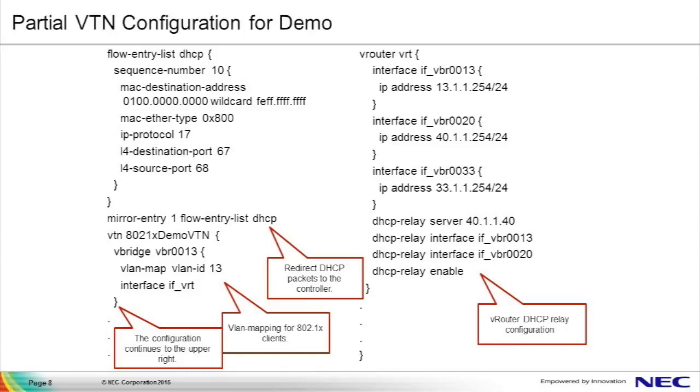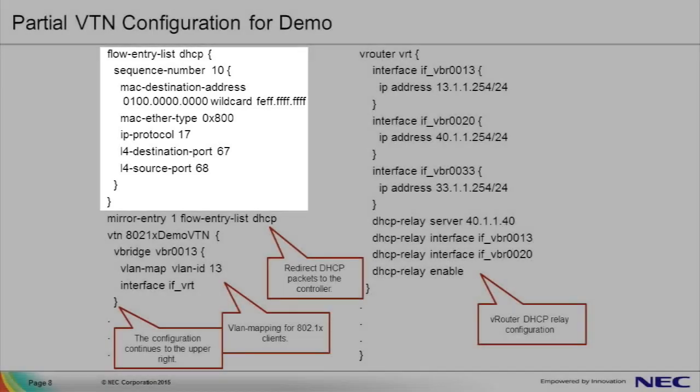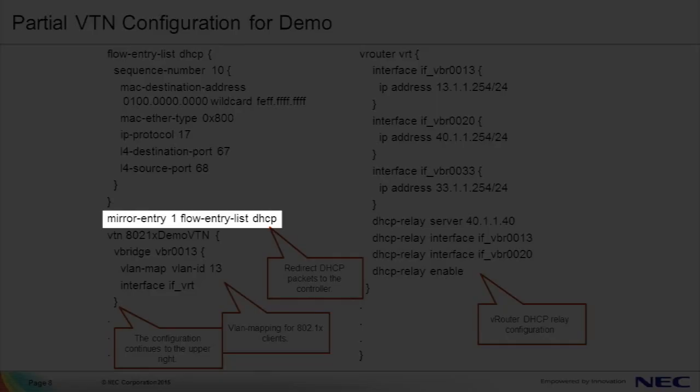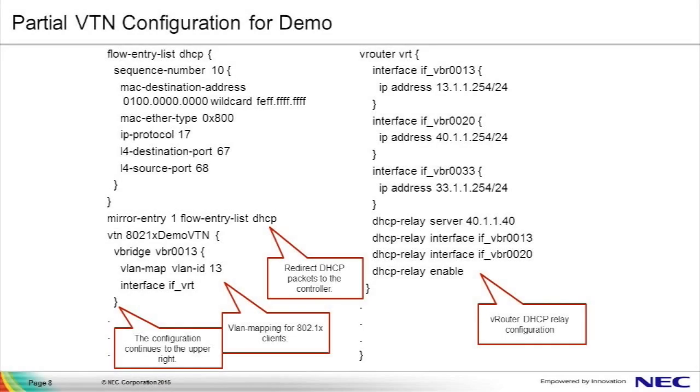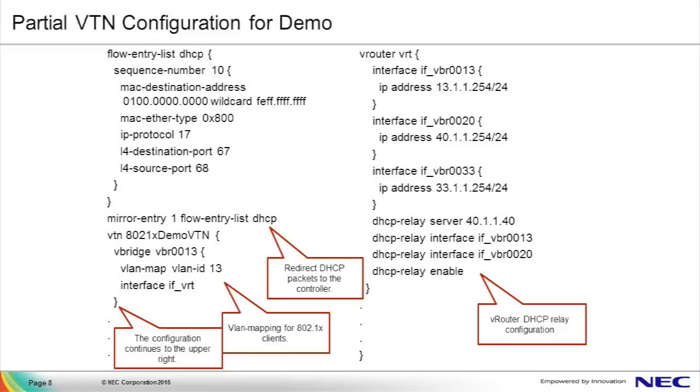First, starting with DHCP relay, notice in the upper left we have a flowlist entry matching DHCP broadcast packets. We also have a mirror entry referencing the DHCP flow list. This causes the programmable flow controller to deploy new OpenFlow rules, redirecting DHCP messages to the programmable flow controller. Continuing the DHCP relay configuration, notice in the bottom right under the vRouter we have relevant DHCP relay agent configuration statements. These cause the programmable flow controller to redirect DHCP messages as unicast to the appropriate DHCP server.